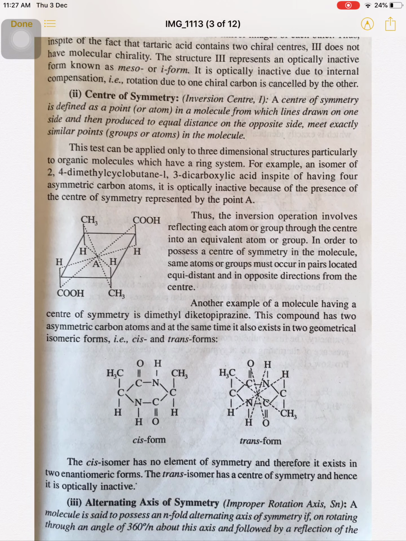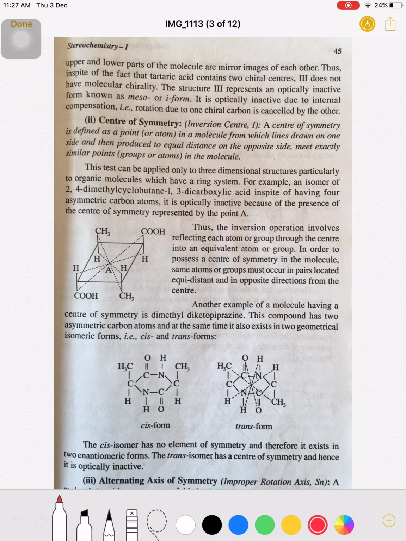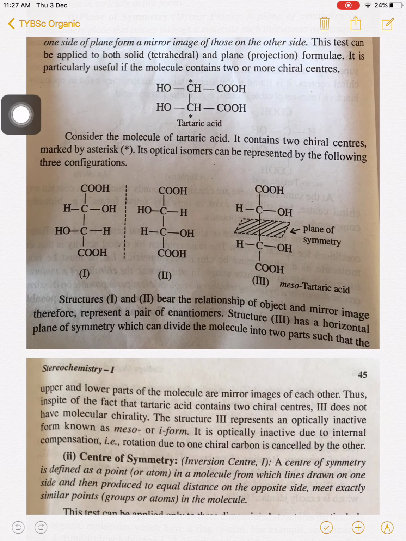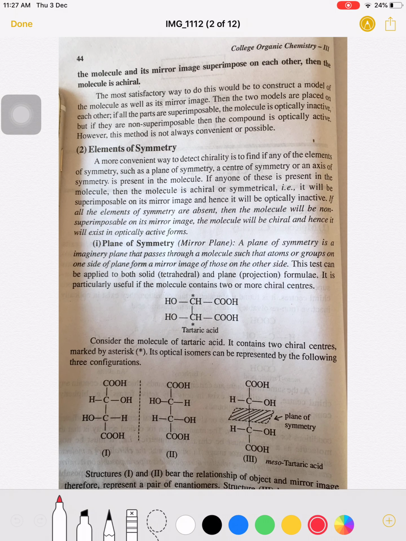Now see here, the reason they have given here is for meso tartaric acid. In the exam they will ask you why meso tartaric acid, this meso form, is optically inactive. Why? Because of the presence of internal compensation, that is, the rotation done by one chiral carbon is cancelled by another carbon. I will explain this through this example or structure. See here, this meso tartaric acid, if I draw this imaginary plane, both are the same chiral centers.